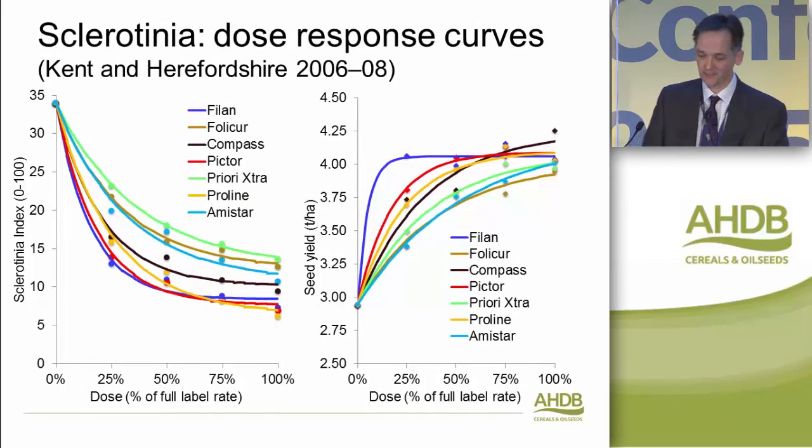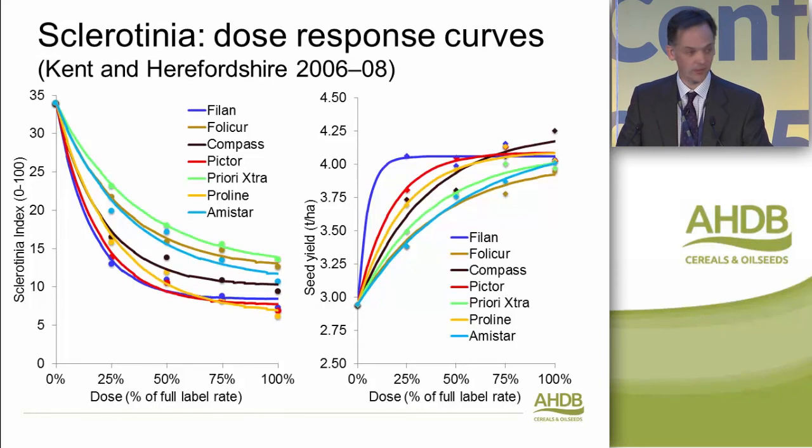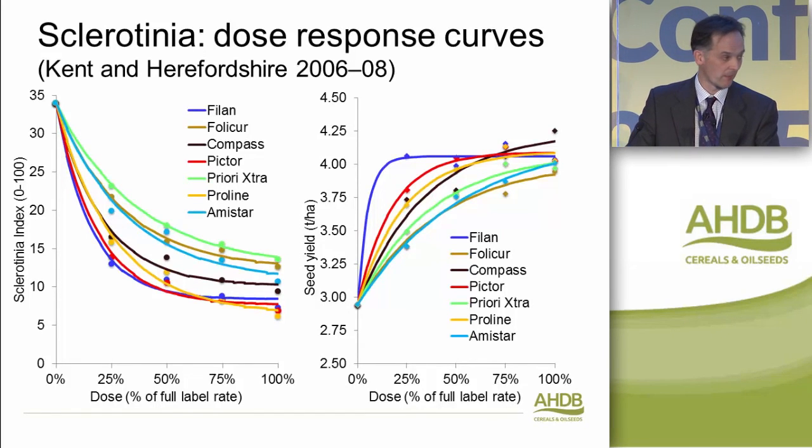Thinking about Sclerotinia for a moment, this is actually some historic data going back a few years, but it's probably the best broad data set that we have. This was from Herefordshire and Kent in 2006 and 2008. Quite a lot of products that have activity. There is some differentiation within this.